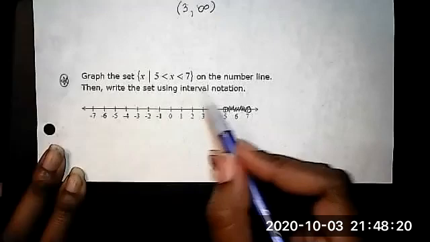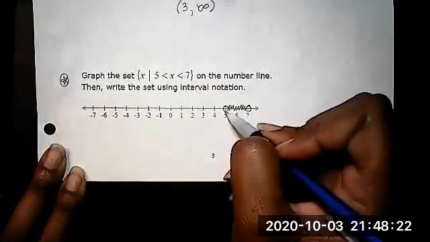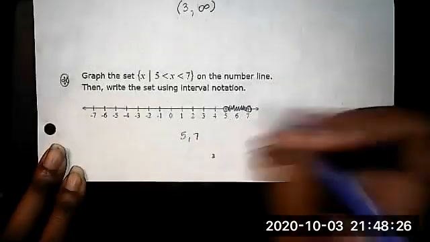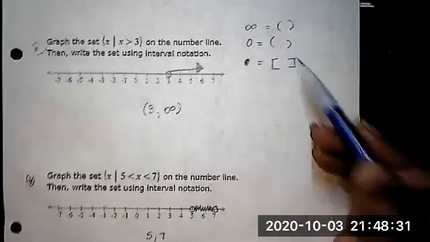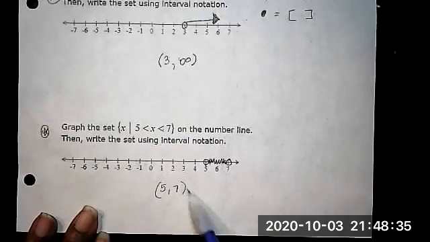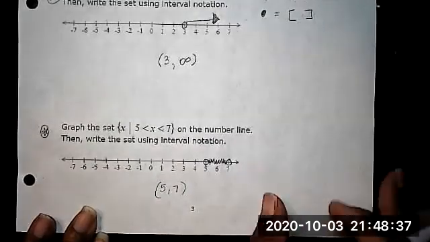So your interval notation, it goes from 5 to 7. Okay, it does go from 5 to 7. And since they have open circles, like we said earlier, open circles are going to be parentheses. So this is going to be your interval notation for this situation there. Okay.